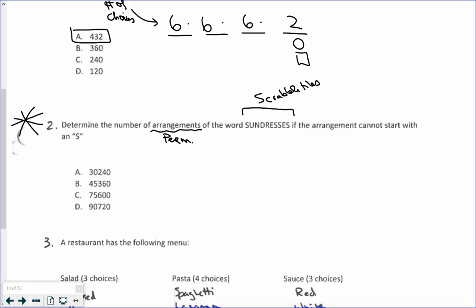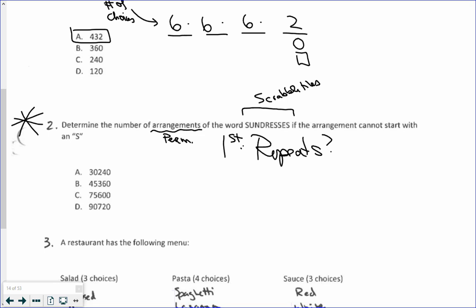If the arrangement cannot start with an S, okay, without even answering the question: when you get a Scrabble tile question, because you are going to get one, the first thing you ask yourself is, do you have any repeats? Every single time. And if they give you some random word and you don't know what it means, it does not mean you can't do the question. It is just Scrabble tiles, okay? So, do I have repeated letters?